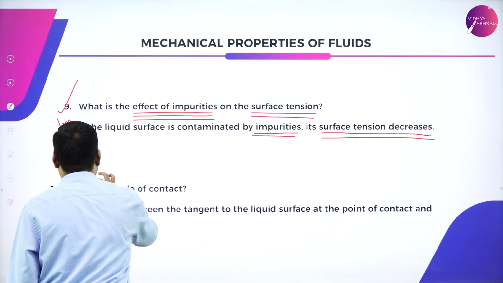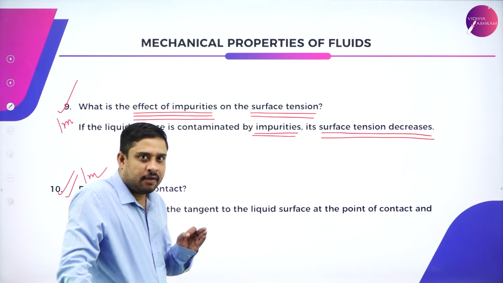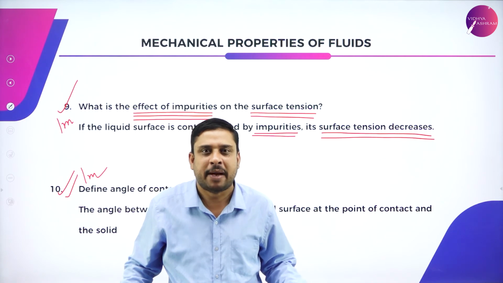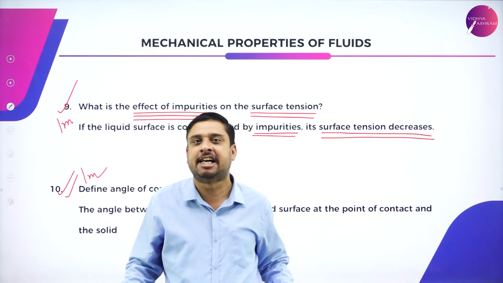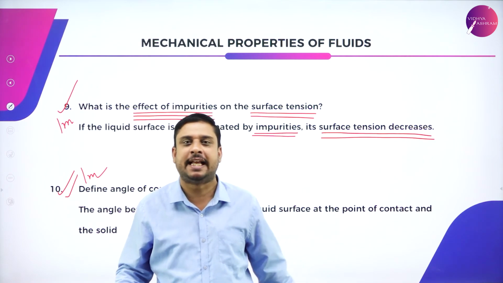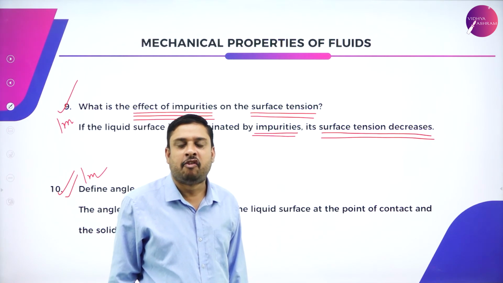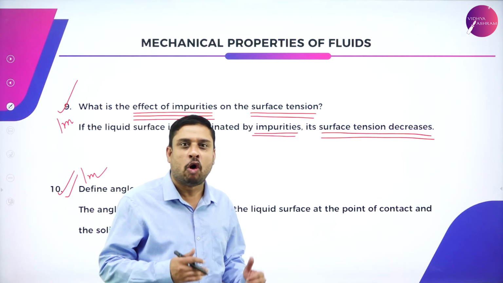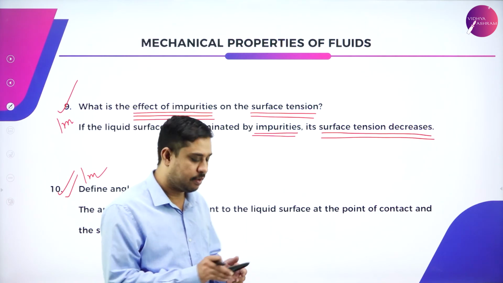Very, very important definition: angle of contact. We have defined angle of contact: the angle between the tangent drawn to a solid surface and the liquid in contact with it. We have written cases for angle of contact for obtuse and acute angle, pure glass which is in contact with the solid, and so on.